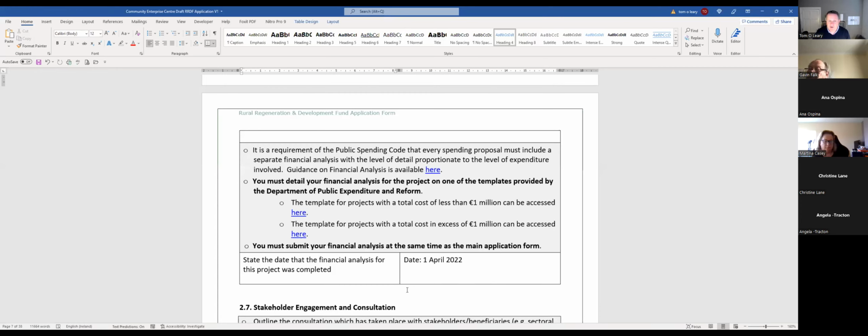Now, this is where you probably will need, especially on the RDF application, either an accountant or an economist to do this for you, because they probably won't accept it from someone that's not qualified to present it to them.